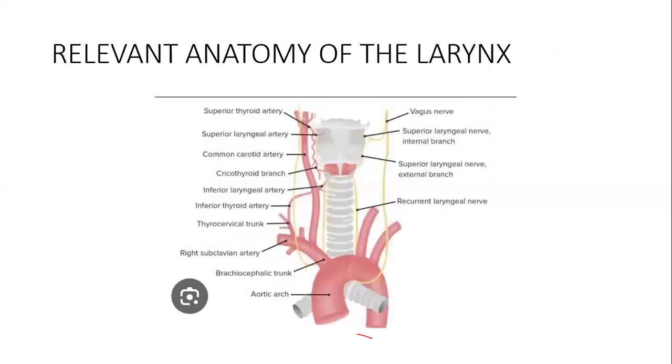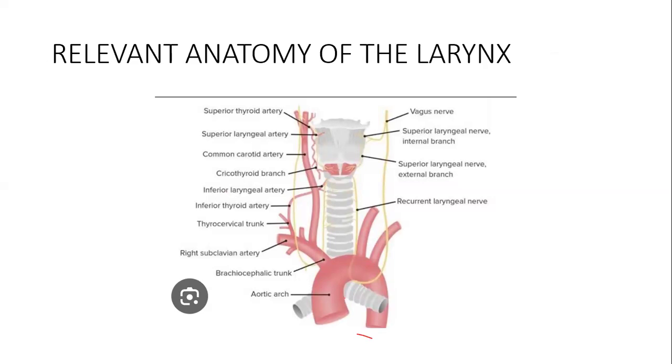Now, for the relevant anatomy of the larynx, the sensory supply of the larynx is of importance here. As we all know, the larynx is divided into above the vocal cords and below the vocal cords. It's important to know that the vagus nerve supplies the sensory supply to the larynx.